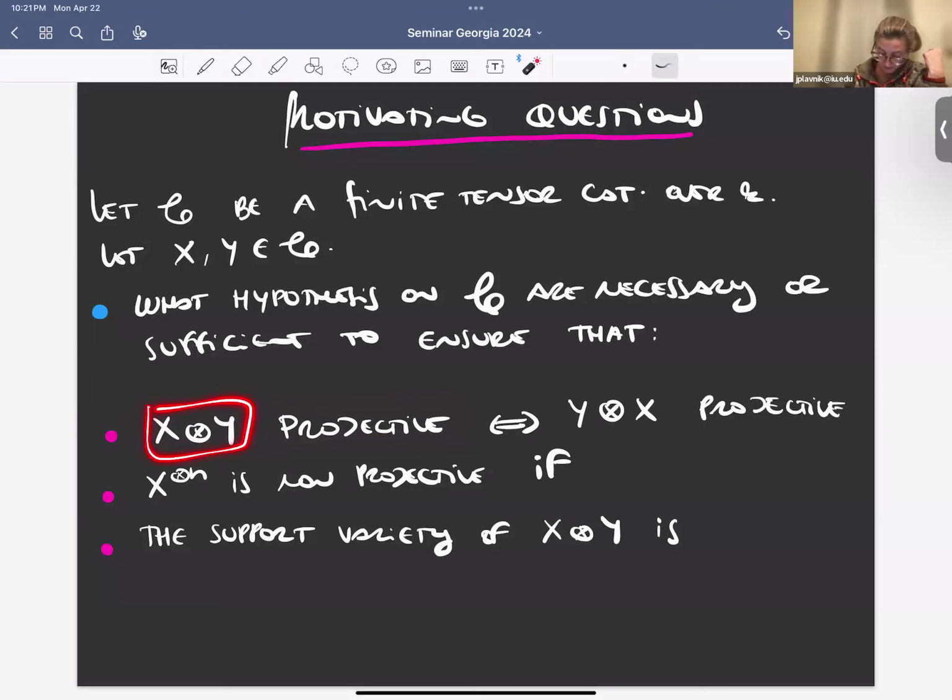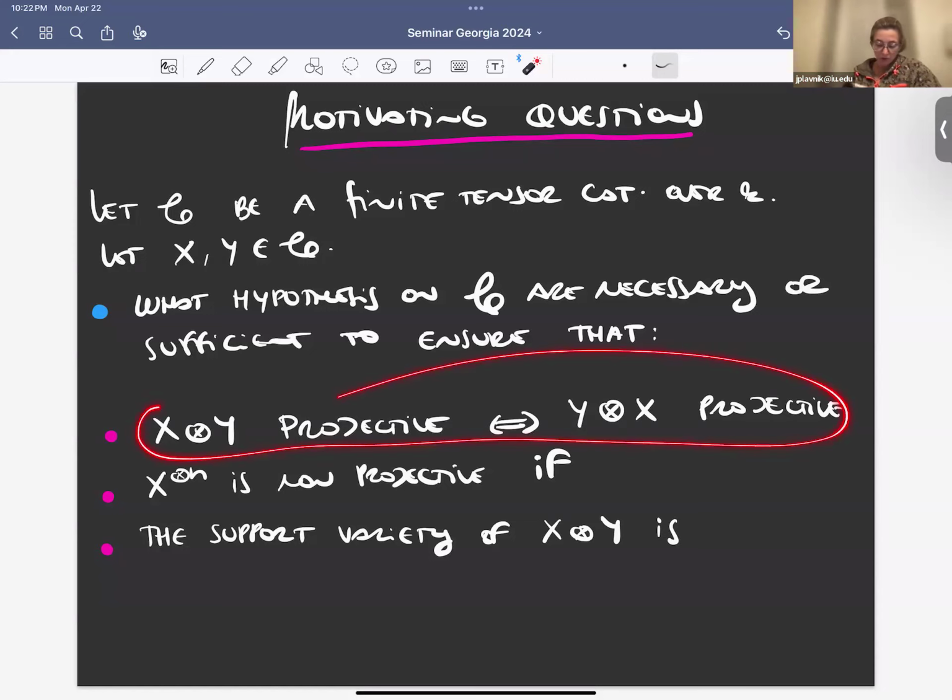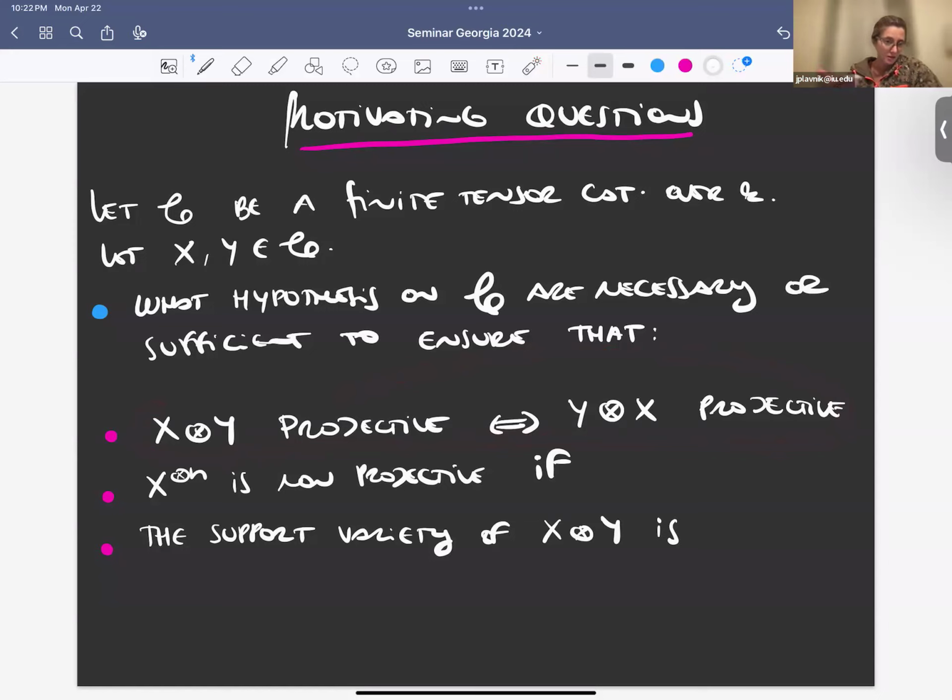Of course, if the fusion rules, which is the tensor product of the objects, are commutative, this will be true. In particular, if our category has extra structure, which is called a braiding, for example, rep G has, or could be endowed with, the symmetric braiding, this will be true, but we wanted to know what happens in the non-commutative setting. A related question is what needs to happen for a power to be non-projective if the original object is non-projective.